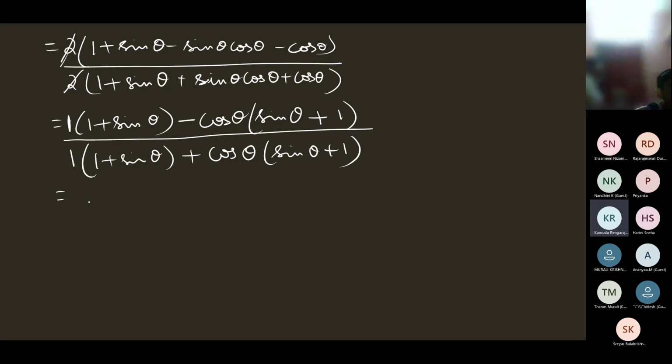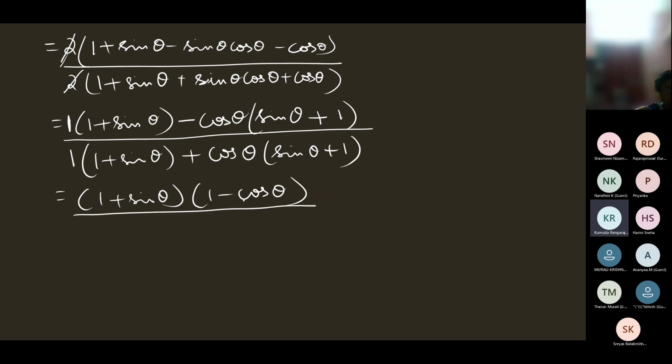So what do we do after grouping? Whatever we have in the bracket, we write it once. In the bracket, we have 1 plus sine theta. This is sine theta plus 1, but both are the same. So write that once, 1 plus sine theta. And then this 1 minus cos theta in the other bracket, divided by, again, in the brackets, we have 1 plus sine theta and sine theta plus 1. They're the same. So write it once, 1 plus sine theta. And then in the next bracket, 1 plus cos theta. Oh, sorry. 1 plus cos theta.